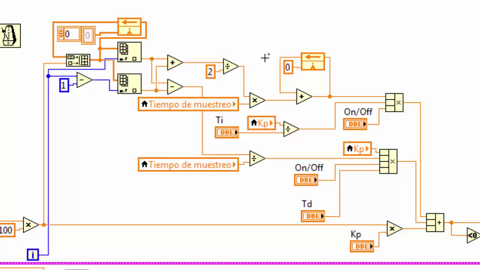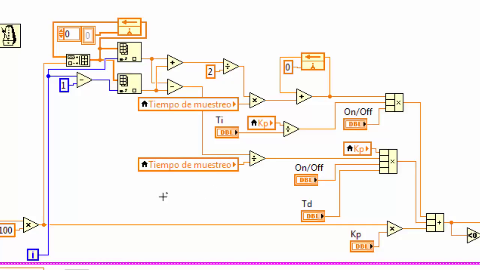For the integral part, we add these two errors and divide by 2 to get a mean value between these errors, and then we multiply it by the sampling time and add this value to the last value, and the result we multiply by Kp over Ti. Then we multiply it by an on-off control.